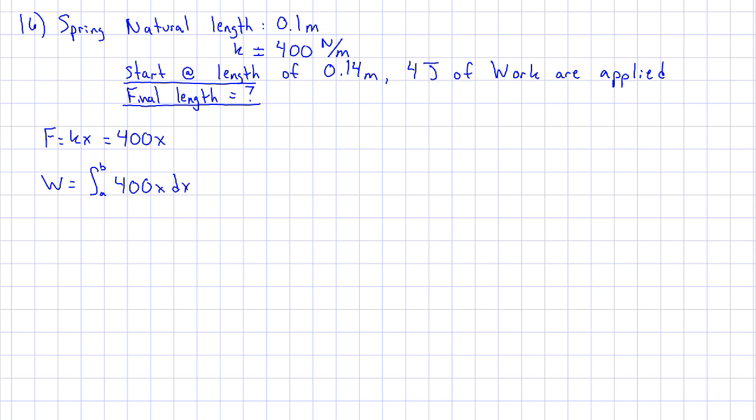Now, again, I have my starting length, similar to the previous problem. This is the total length. I need to be consistent, so I need to convert that into the stretch, the distance from natural. So I subtract 0.1 in order to get the distance from my natural length. This is going to be equal to my lower limit, which is a. I don't know b. That's what I'm going to be solving for.